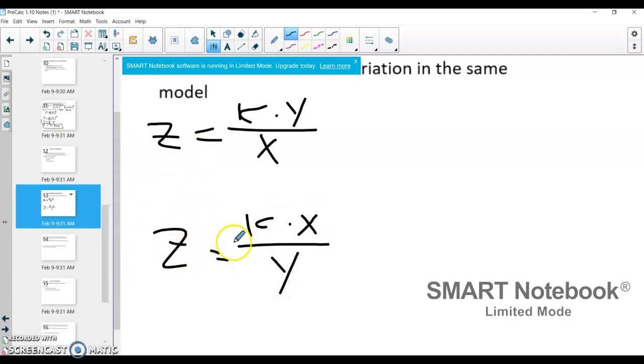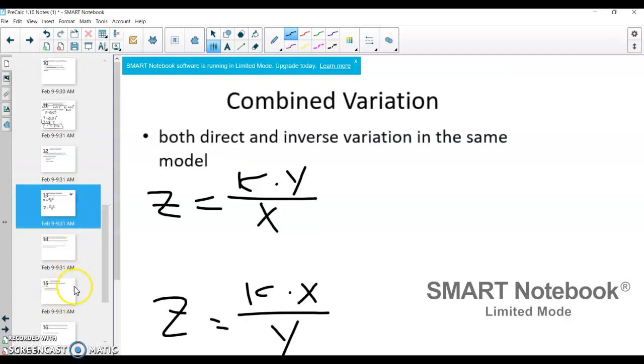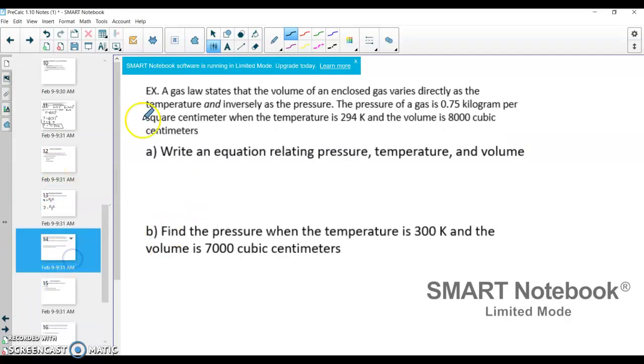Both times, z is what we're solving for, and the x and the y here are just the two things that got flipped. We have a couple of examples here to see when to use inverse variation and when to use combined variation, and then we'll have one more, which will be our joint variation that we'll get to. So the first thing here: this gas law states that the volume of an enclosed gas varies directly as the temperature and inversely as the pressure. Okay, so we have a lot going on here.